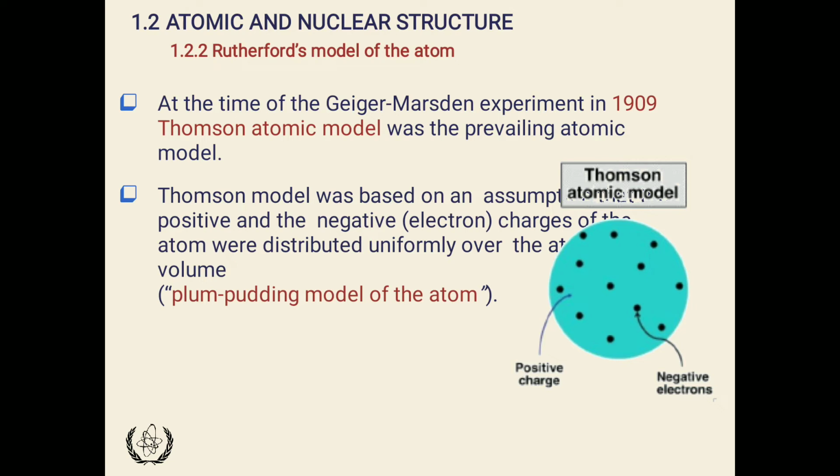At the time of the Geiger-Marsden experiment in 1909, the Thomson atomic model was the prevailing atomic model, and it was based on the assumption that positive and negative electron charges of the atom were distributed uniformly over the atom. It was the plum pudding model of an atom.